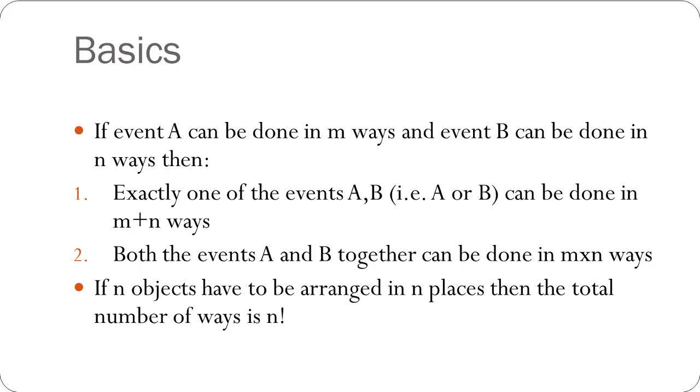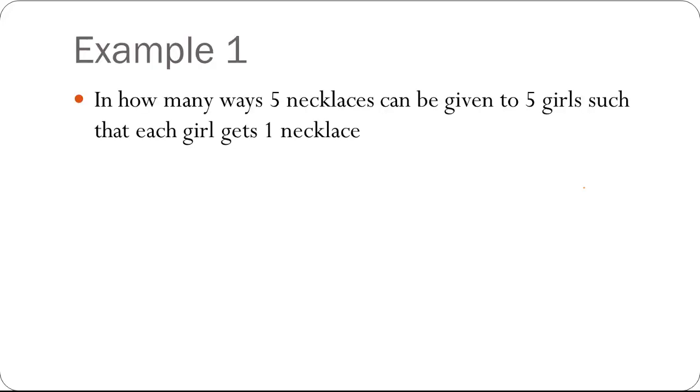And another basic concept is, if there are n objects and they have to be arranged in n places, then the total number of ways is n factorial. Let's look at a few basic examples to illustrate the same. Let's say there are 5 necklaces and they're to be given to 5 girls, such that each girl gets one necklace. Let's see how we'll solve this problem. It's an easy one.